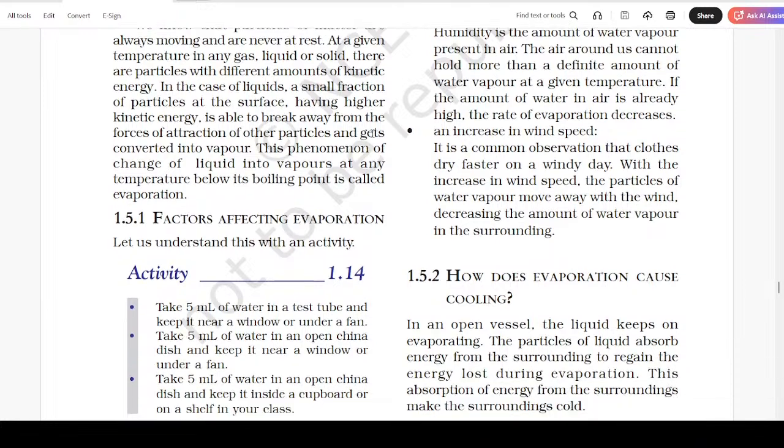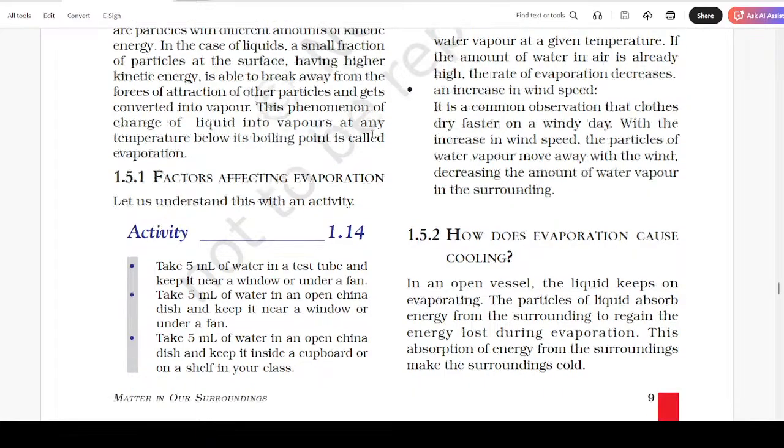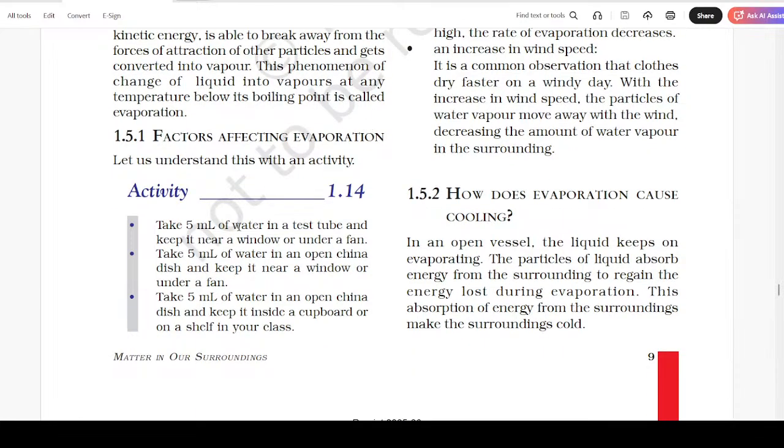Factors affecting evaporation. Let us understand this with an activity. Take 5 ml of water in a test tube and keep it near a window or under a fan. Take 5 ml of water in an open china dish and keep it near a window or under a fan. Take 5 ml of water in an open china dish and keep it inside a cupboard or on a shelf in your class.